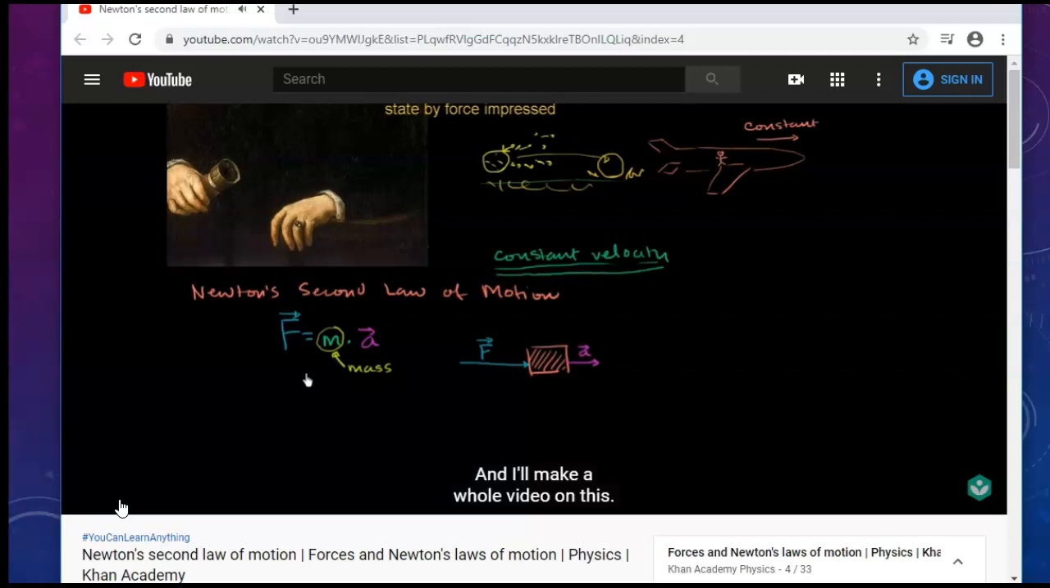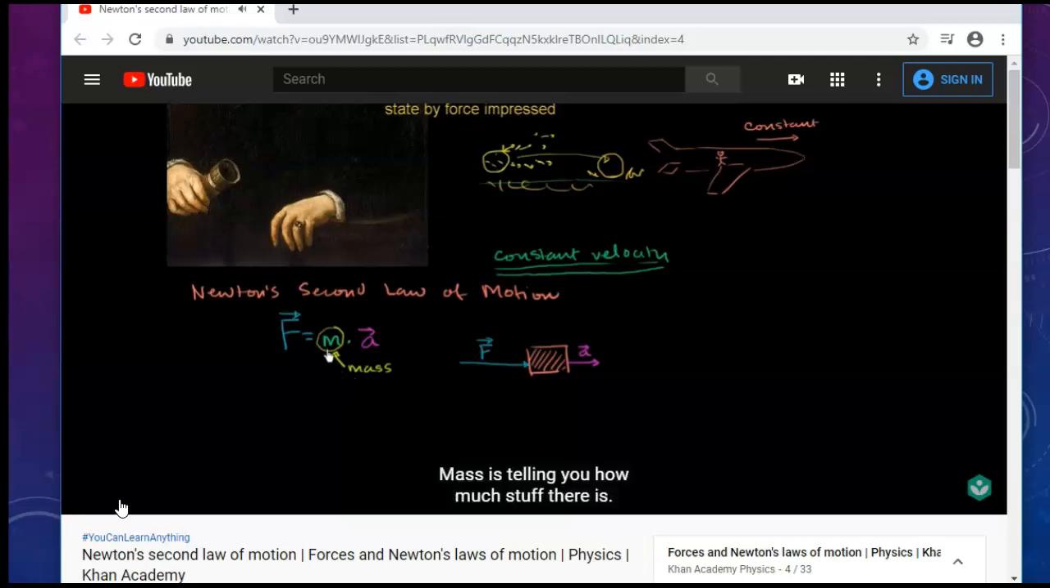And I'll make a whole video on this. You should not confuse mass with weight. And I'll make a whole video on the difference between mass and weight. Mass is a measure of how much stuff there is. Now we'll see in the future, there are other things that we don't normally consider stuff that do start to have mass. But for our classical, or at least a first-year physics course, you can really just imagine how much stuff there is. Weight, as we'll see in a future video, is how much that stuff is being pulled down by the force of gravity. So weight is a force.